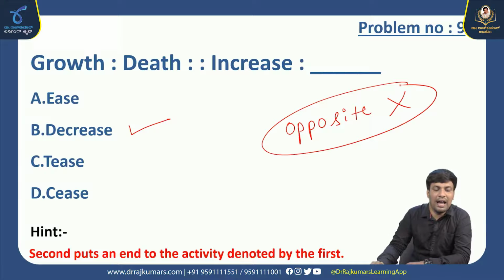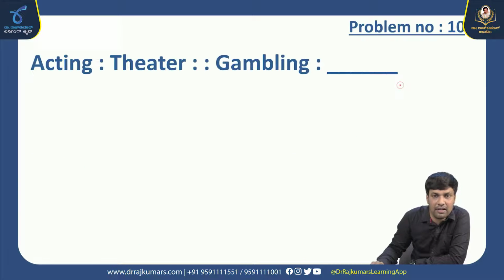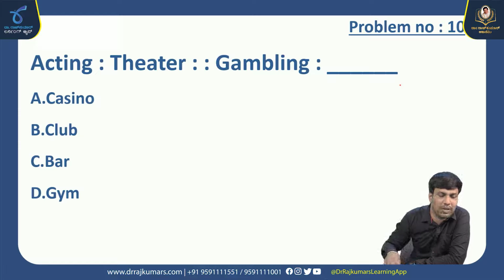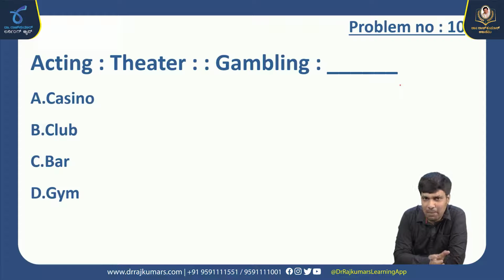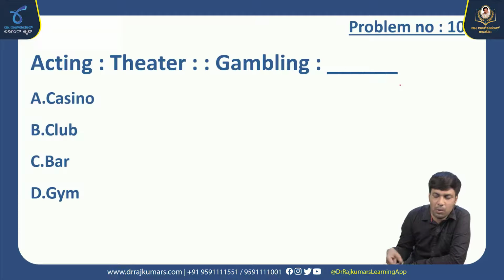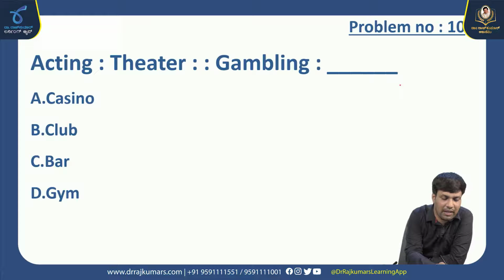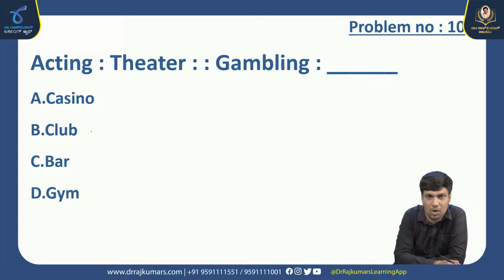Problem number 10. Acting relates to theater, whereas gambling relates to dash. The options followed here are casino, club, bar and gym. Looking at the options, we can clearly say that second is the place where first operation is performed. Theater is the place. Theater is meant for acting. In the similar way, we have to search for an option where gambling is performed. Gambling is performed usually in clubs. So the right option for this question is option B.